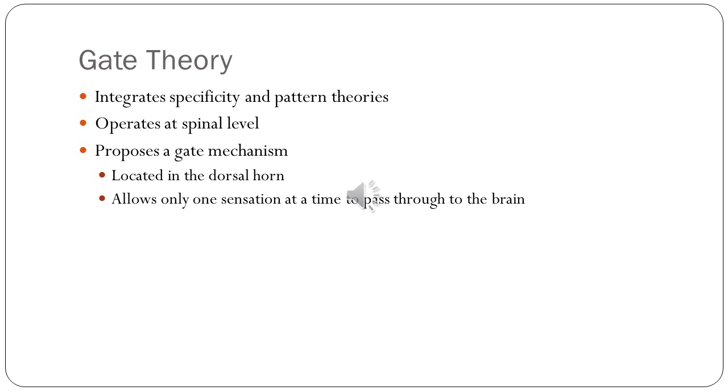Again, some of this should start to sound familiar, as we covered this concept in lab. The gate mechanism, as it's laid out, is located in the dorsal horn of the spinal cord, and the idea here is that only one sensation is allowed to pass through to the brain at a time. So you have to start thinking about those different sensory nerve endings we talked about previously, because that's where the interaction is going to take place between those different sensory nerves and the structures located at the dorsal horn of the spinal cord.